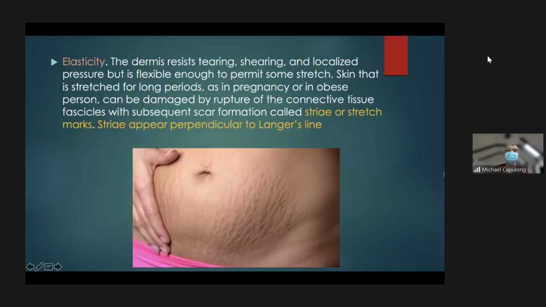Okay, so going back to the skin, as I mentioned earlier, the skin covering the abdominal wall is elastic. And this is the evidence of this. If you gain weight and then lose weight, or if you get pregnant and then go back to your pre-pregnant state, you will have these marks. So these are stretch marks, evidence of how elastic the skin is. Usually these are seen as vertical stretch marks. They are perpendicular to your Langer's lines.